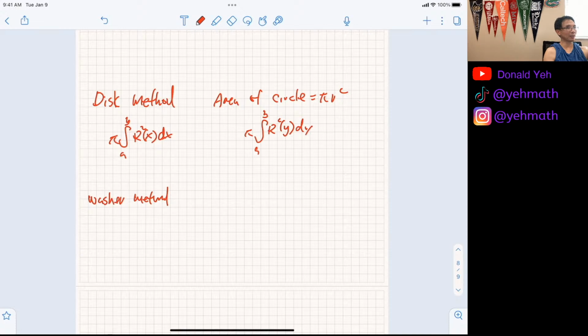It's called shell method. A shell method is super interesting because you can do this question in terms of shell, and you only need to do one integral instead of two.